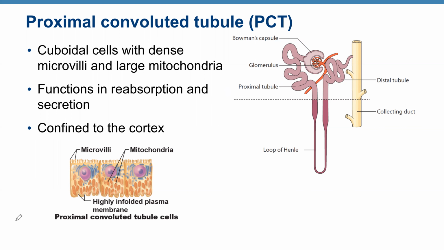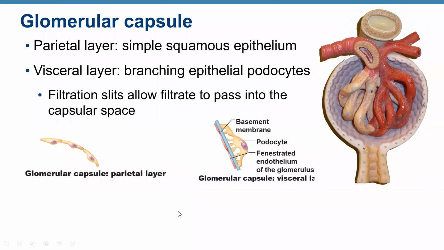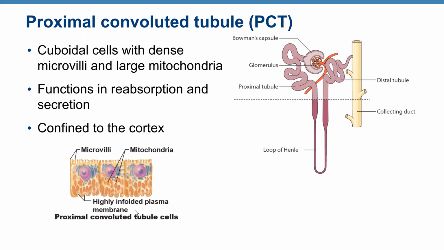Now, I forgot to tell you about the glomerular capsule, right? So we have the glomerulus and its capsule, the renal corpuscle. This is where we have filtration. It actually says filtration slits, but the process that happens in this part of the nephron is called filtration. In the proximal convoluted tubule, we have reabsorption and secretion.